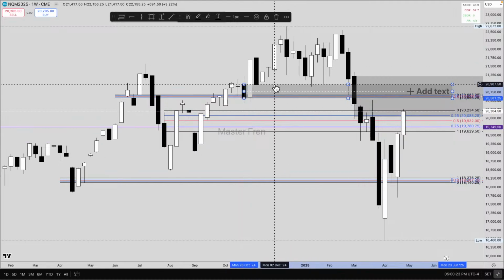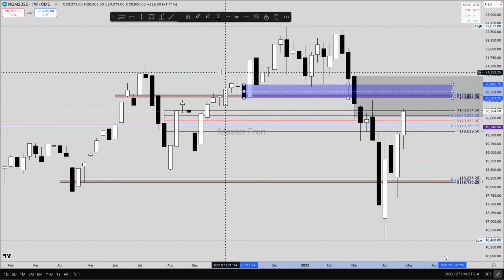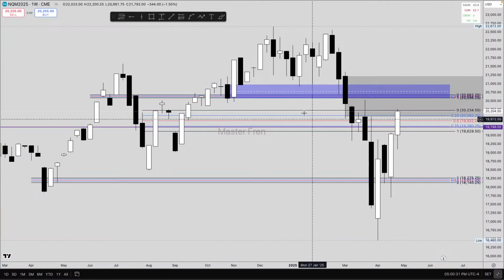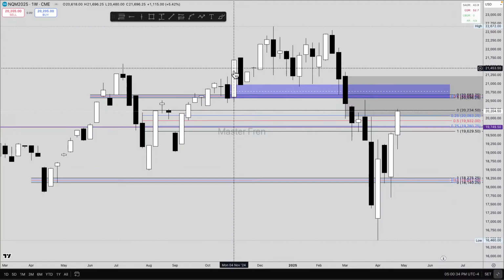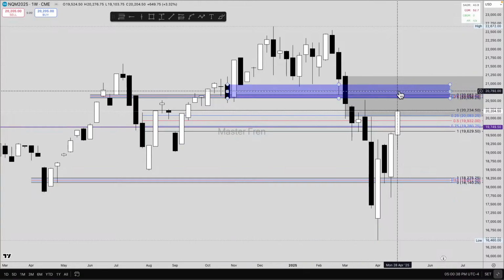So I'm going to paint it blue. Really, it's this whole up close candle here, but I'm primarily wanting to close a candle on a 2 hour, 4 hour, daily basis above that midway point there.